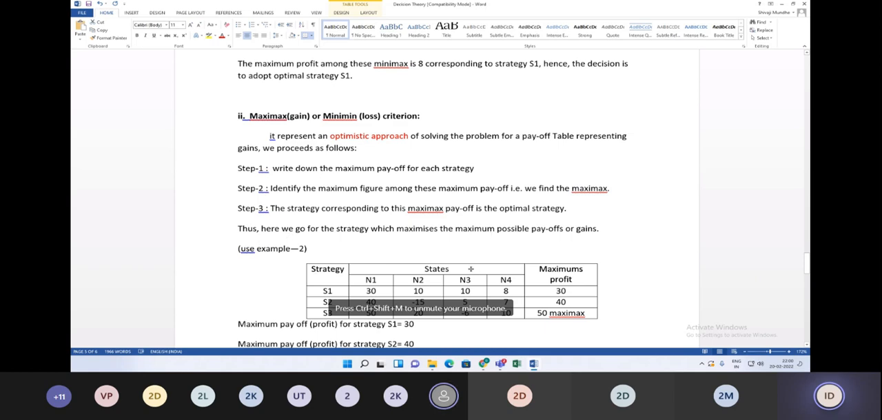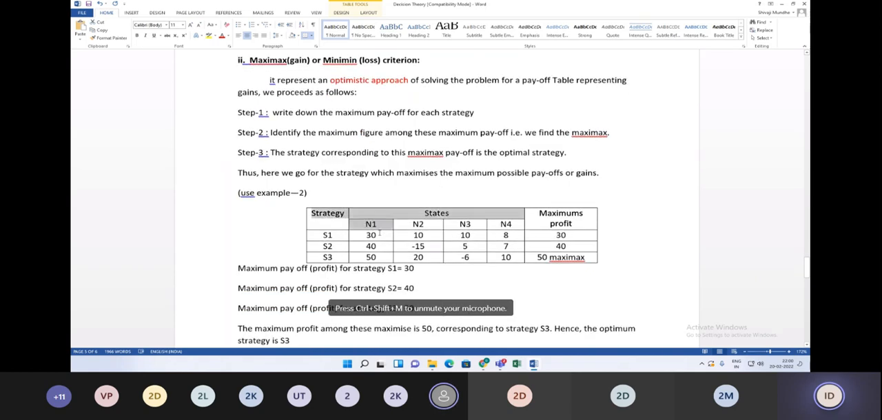Use the same example I'm using here. Note down the example again. Note down this example. Come on, do fast. Once it is over, just remind me.